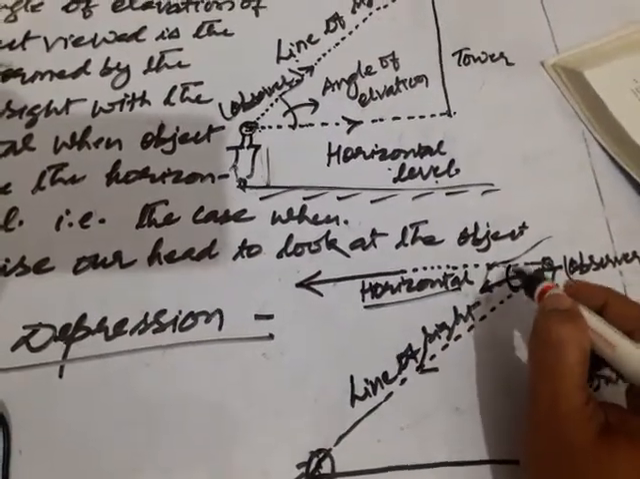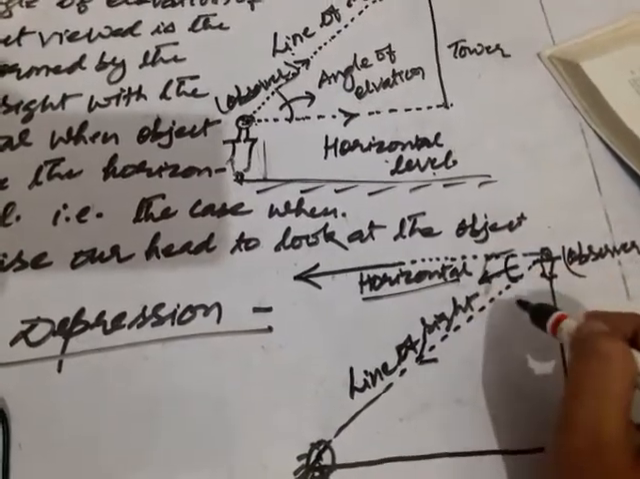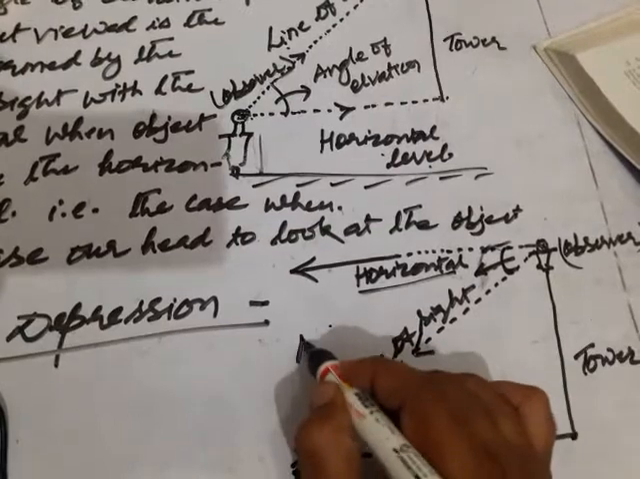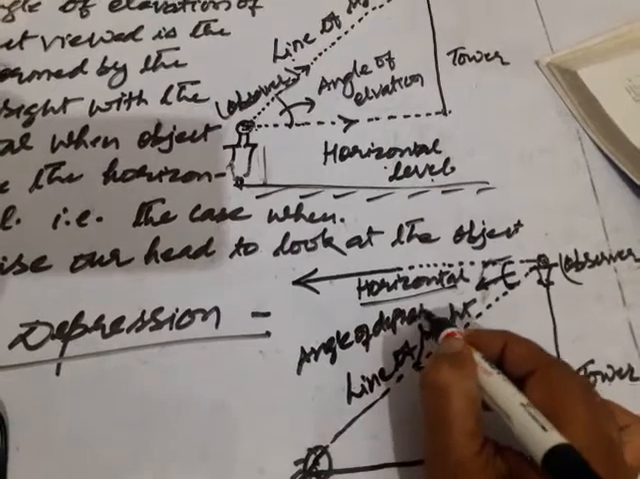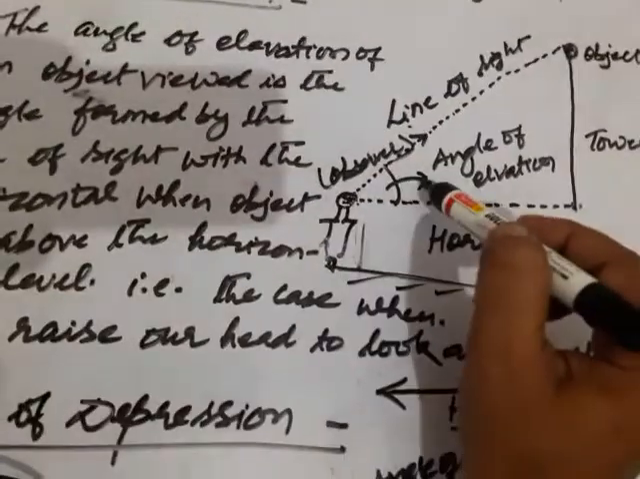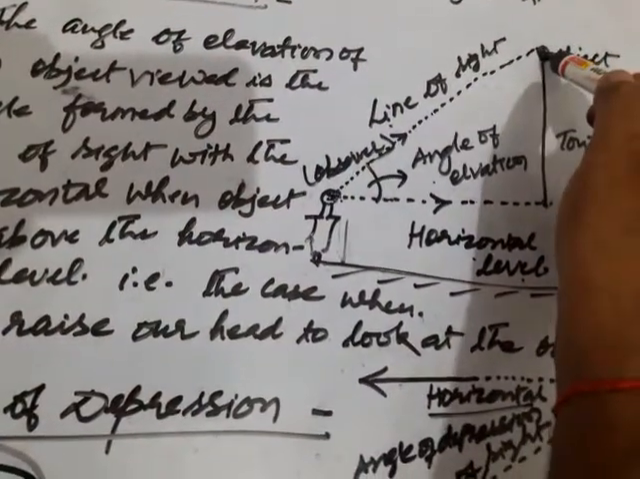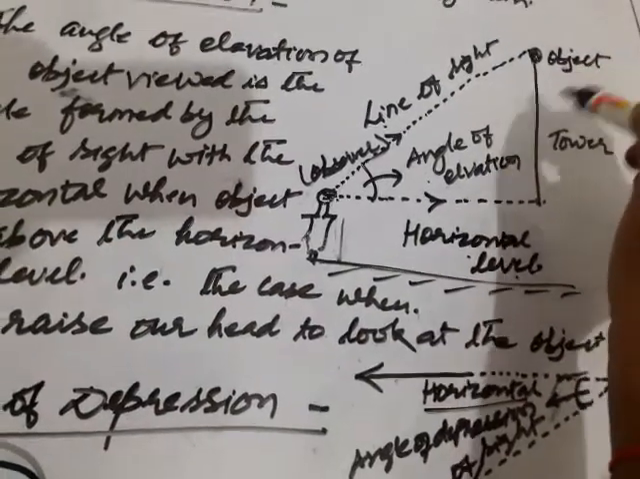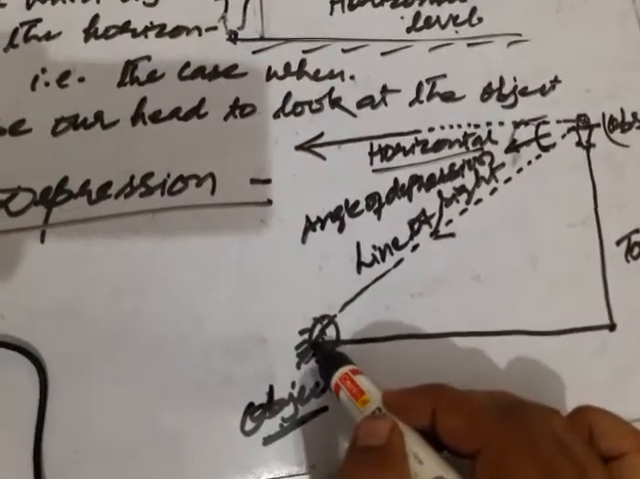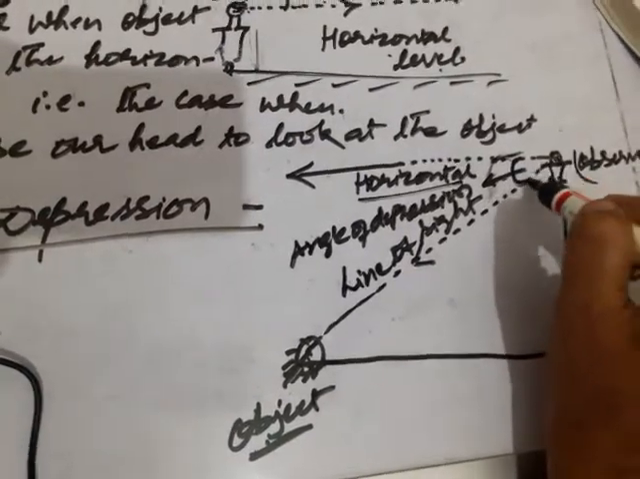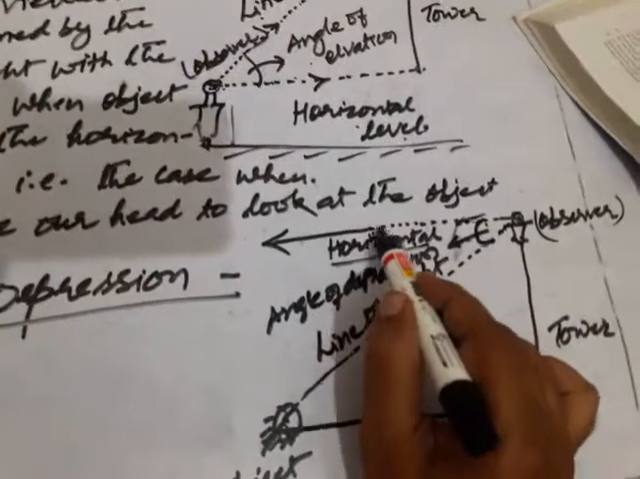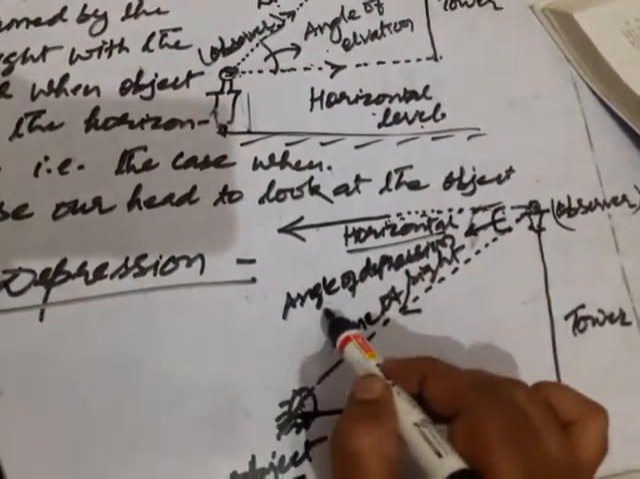An angle is formed between the horizontal and the line of sight, and this angle is called the angle of depression. Okay children, so this is called the angle of elevation. When the object viewed is kept above the horizontal level, then the angle of elevation is formed. And when the object viewed is kept below the horizontal level, then the angle of depression is made over here.